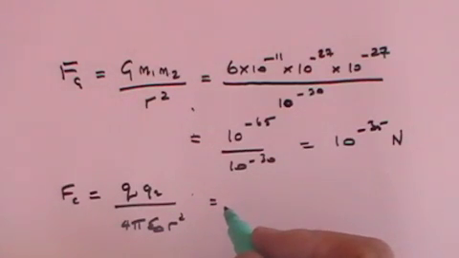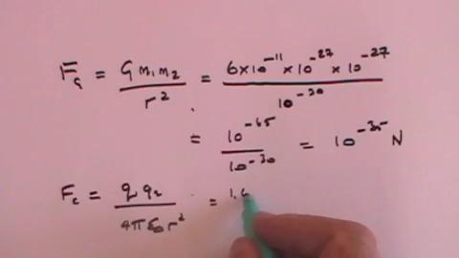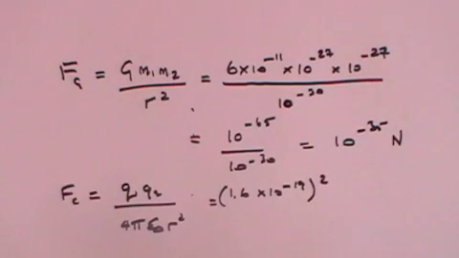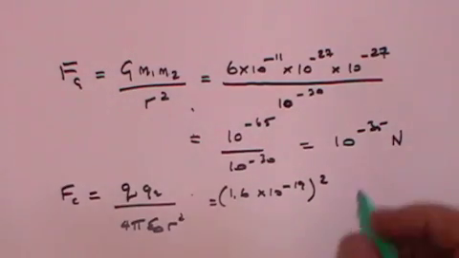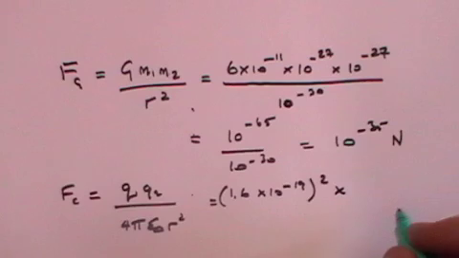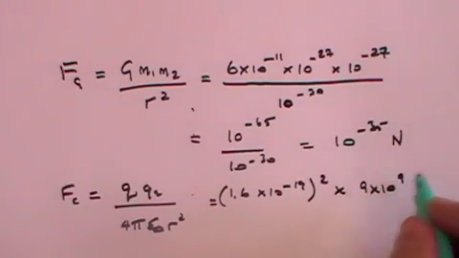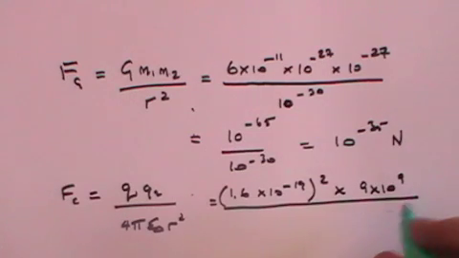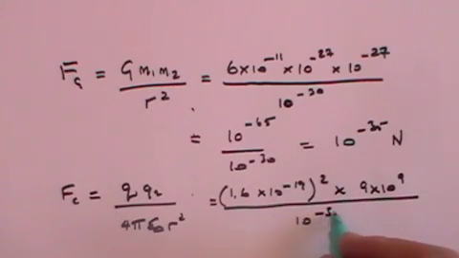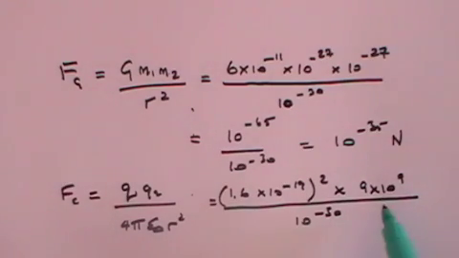Again, the charge is 1.6 times 10 to the minus 19, so that's squared. That's Q1 Q2, because that's the charge on the proton. 1 over 4 pi epsilon 0 is 9 times 10 to the 9, which is almost 10 to the 10. And that's going to be divided by the r squared term, which again is going to be 10 to the minus 30. If you again ignore the numbers, we'll call this 10 to the 10 plus 10 to the minus 38, which is 10 to the minus 28.